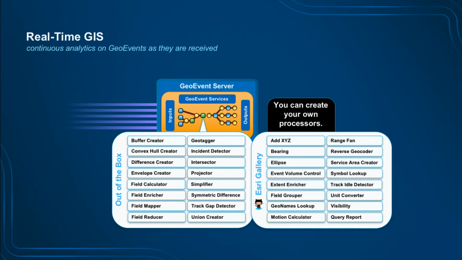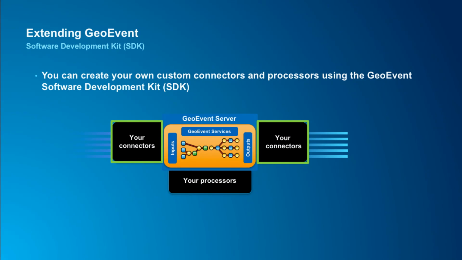When the data is acquired, we can apply real-time analysis to the data, which allows you to filter and process the data. This slide summarizes where you can add your own code to the GeoEvent server. The GeoEvent server comes with an SDK, which allows you to build custom connectors both on the inbound side and on the outbound side, and custom processors, which will be discussed in detail in the next presentation.